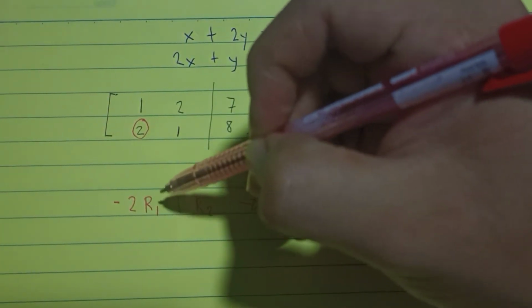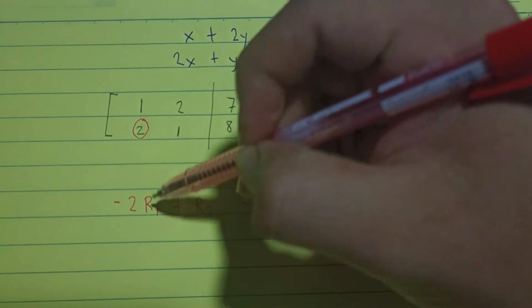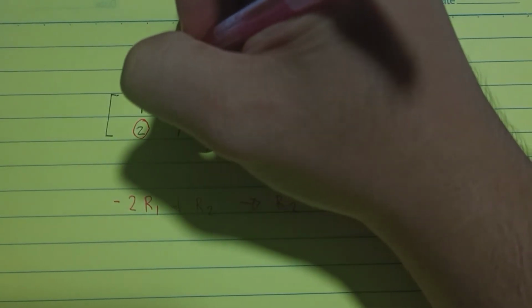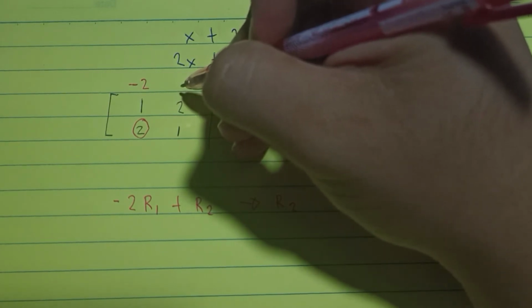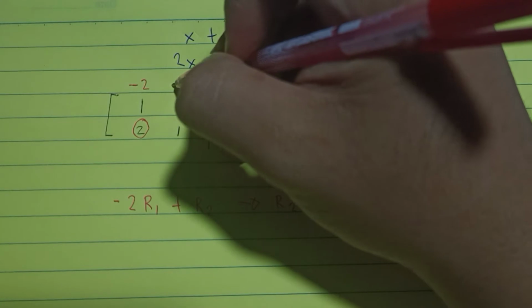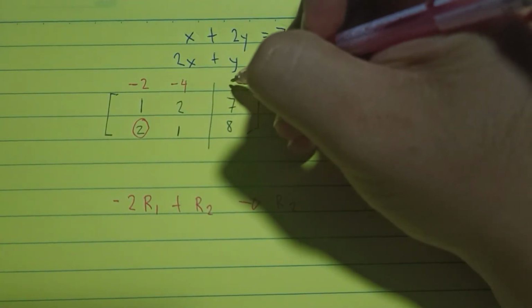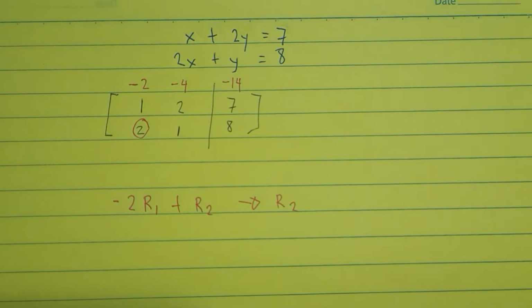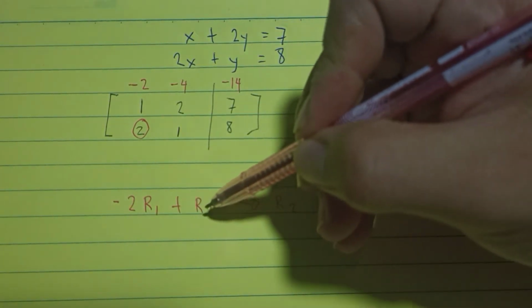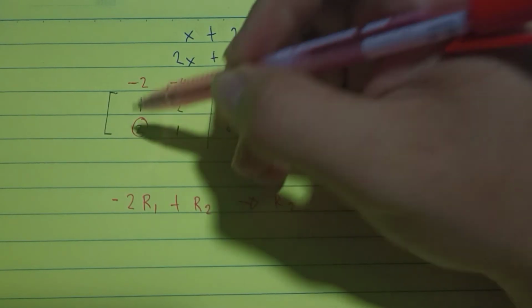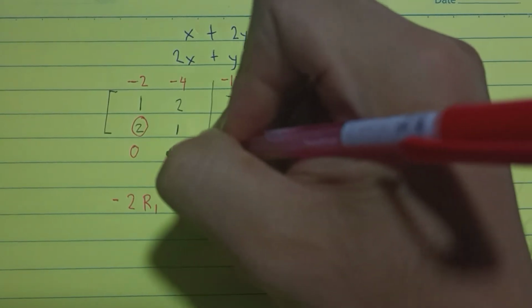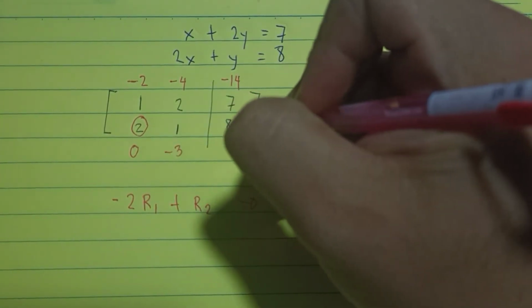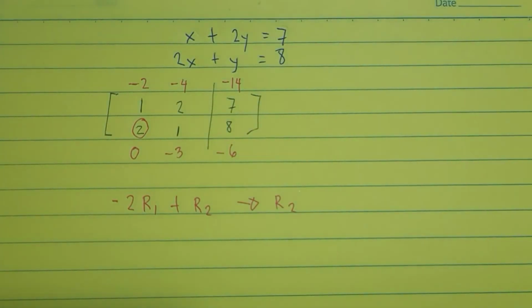So negative 2 times row 1: negative 2 times 1 is negative 2, negative 2 times 2 is negative 4, then negative 2 times 7 is negative 14. And then we add it to row 2. So negative 2 plus 2 is 0, negative 4 plus 1 is negative 3, negative 14 plus 8 is negative 6.